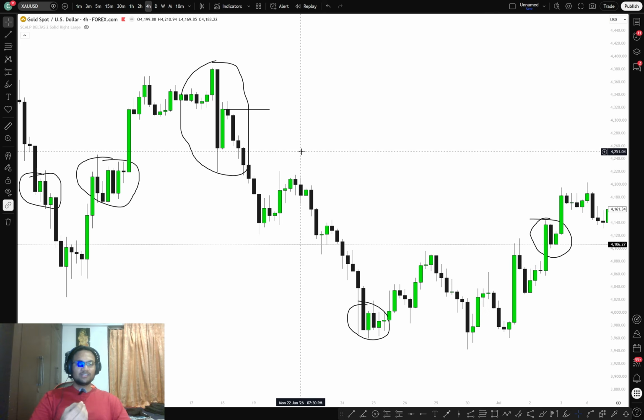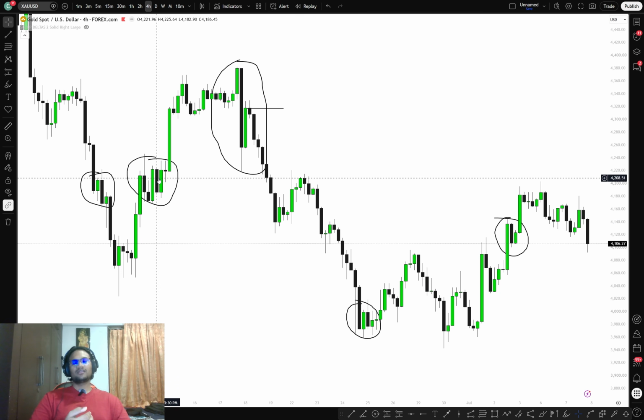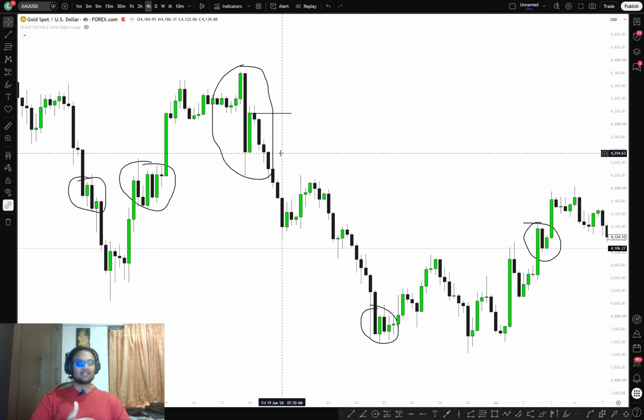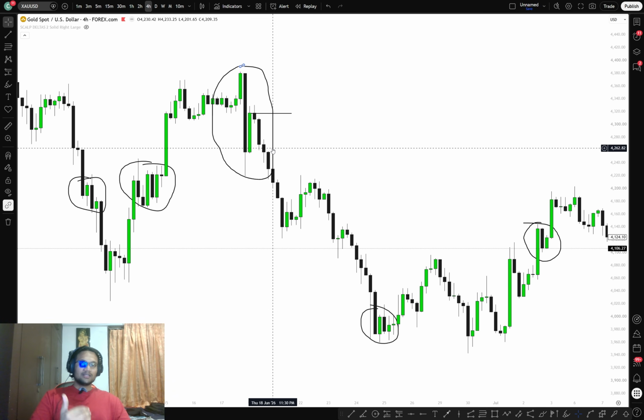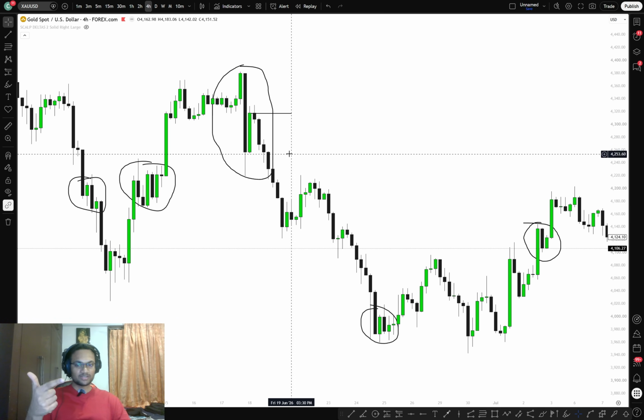But the benefit of these candlestick patterns, as you can already see on the screen, is that whatever movement we are going to get, it's a really good movement in that particular direction.